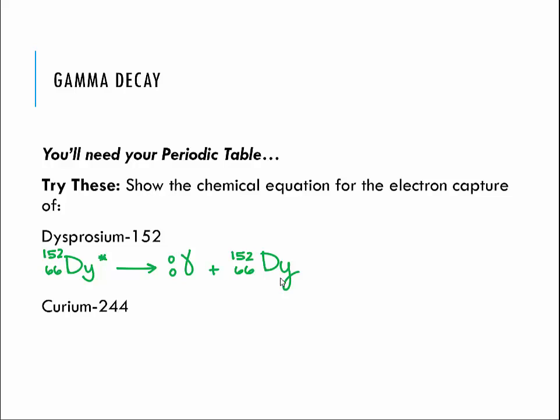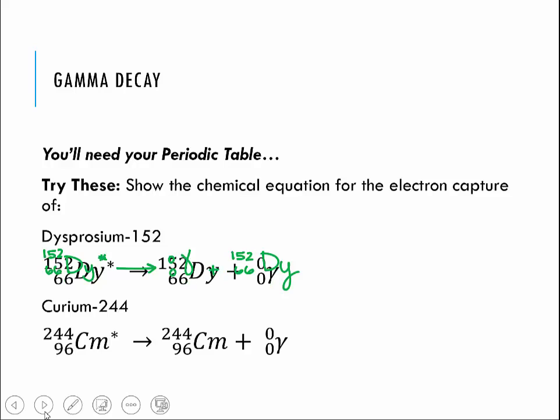So, these ones are not difficult to draw your nice little chemical equation. You probably won't have many of these on a test or a quiz. Hint, hint. Try curium right now on your own. Alright, this is what you should have gotten. Don't forget your little excited state, because if it's not excited, this isn't going to happen.